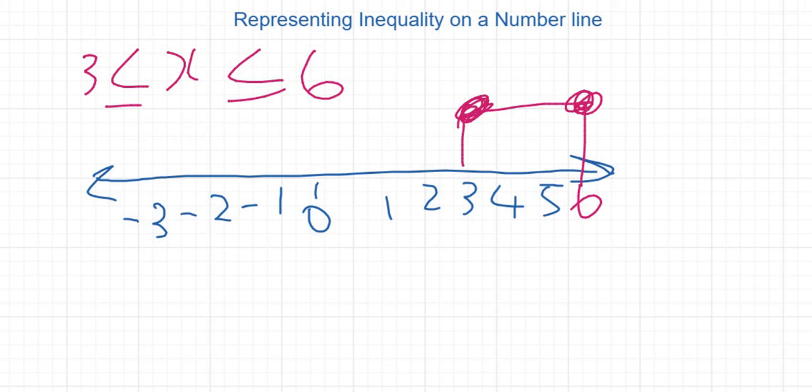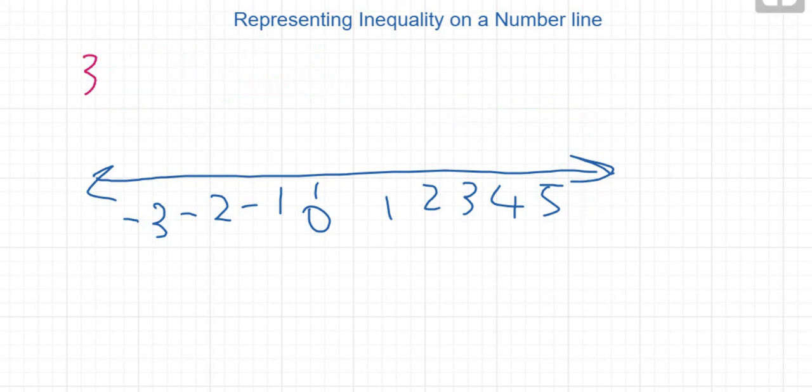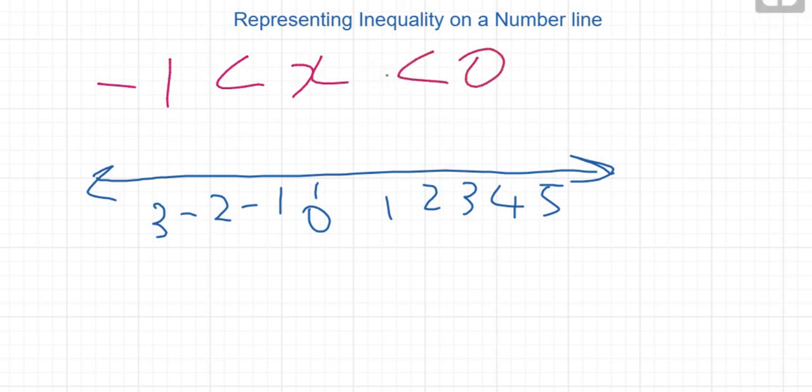And so here, let us look at the last one. So if I have -1, so this is saying that x is greater than -1 and less than 0. So we'll find -1, leave it open, 0, leave it open, and there it goes. So that's it, representing inequality on a number line.